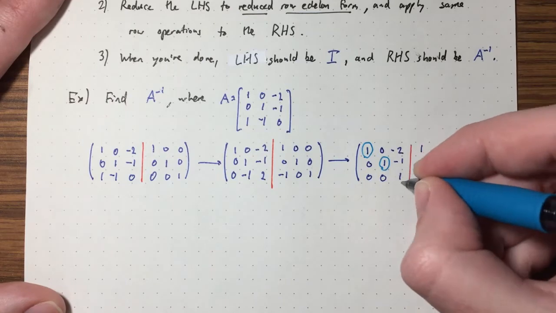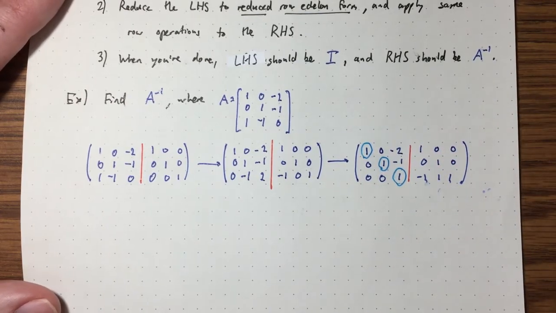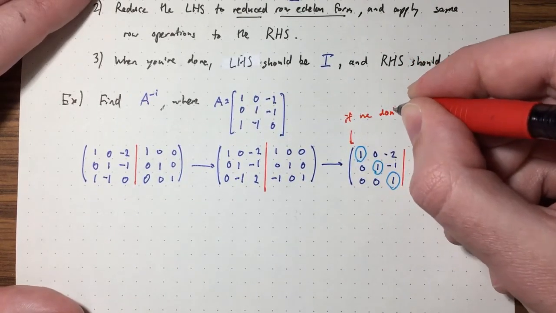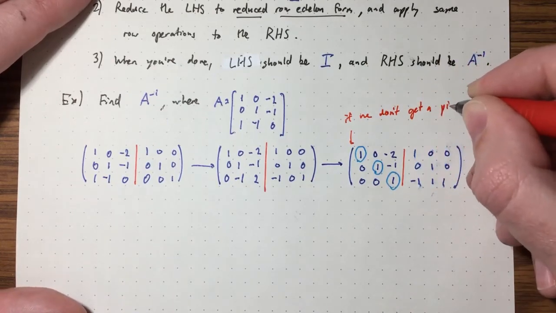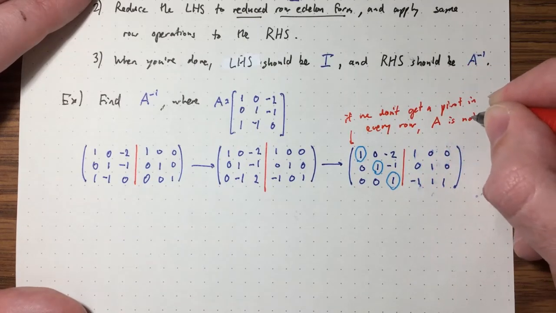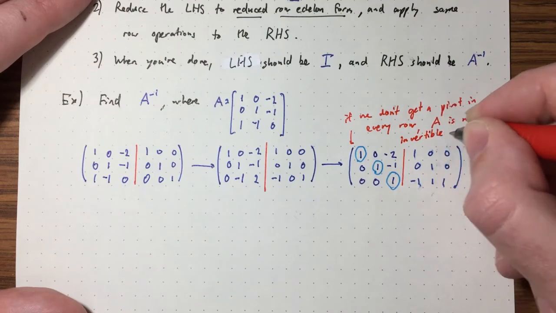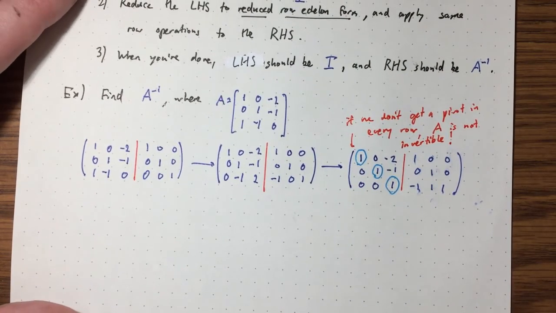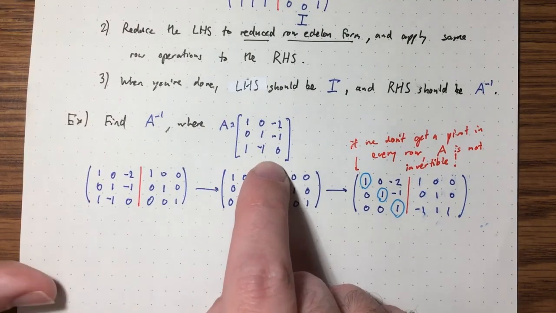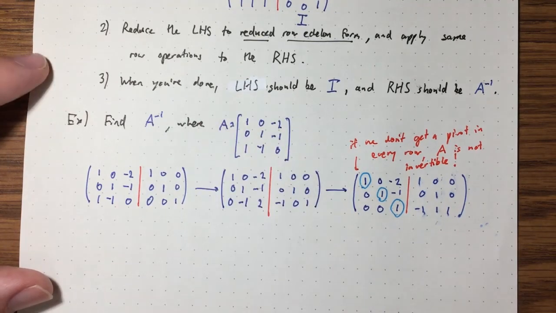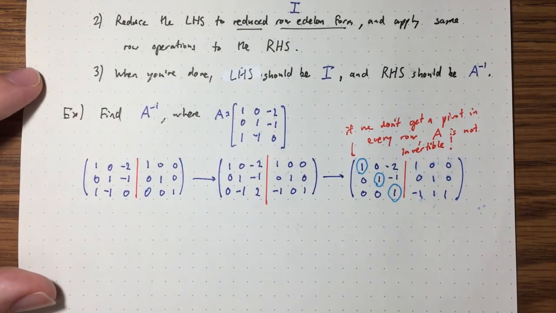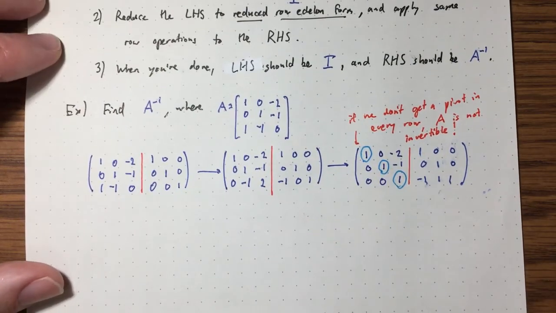I have 3 pivots. If I did not have 3 pivots, let's point this out. If we don't get a pivot in every row, what can we say? A is not invertible. Right? Because these columns of A do not span, or they are not linearly independent. Those are equivalent, right, for a 3 by 3 matrix. And so if they don't span or aren't linearly independent, then the linear transformation associated with A cannot have an inverse. Okay, so we have to make sure we get a pivot in every row.